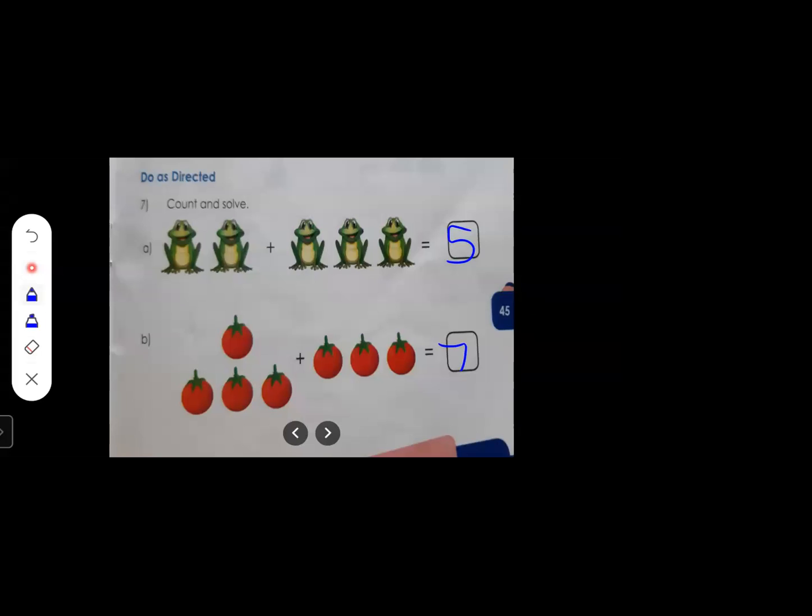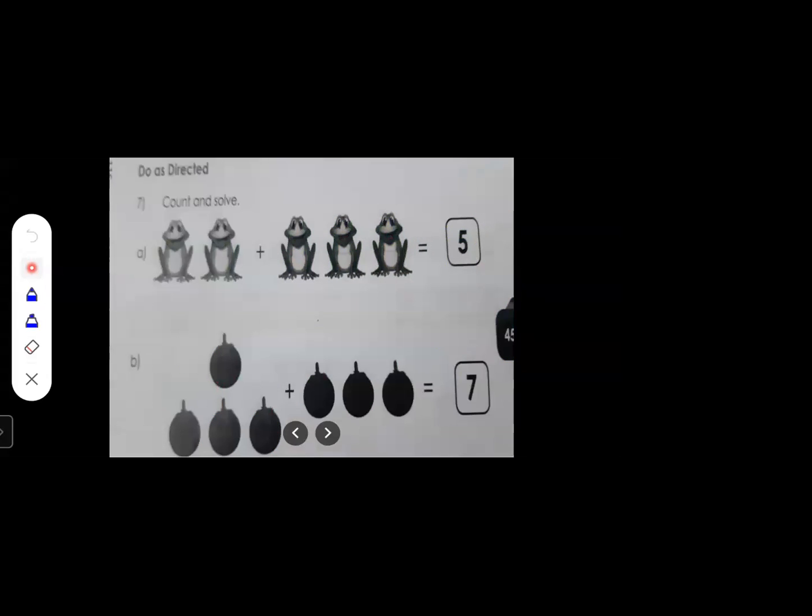So here there are how many frogs? Here there are 5 frogs and here 7. You can count this all together also. 1, 2, 3, 4, 5. So here 5. 1, 2, 3, 4, 5, 6, 7. So here there are 7 tomatoes. So what we have done over here, we are counting the objects and writing the correct answer. Okay. See, 5 frogs and 7 tomatoes over here. Then the next one.